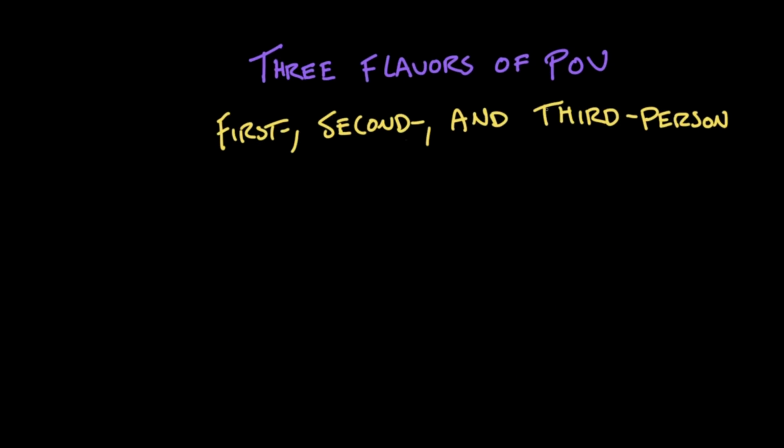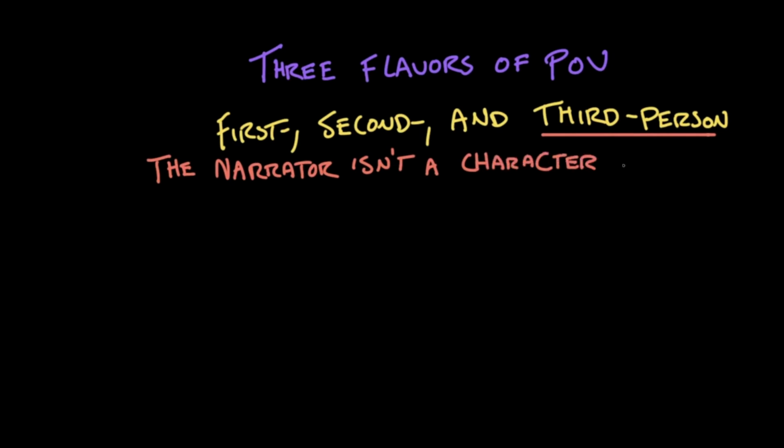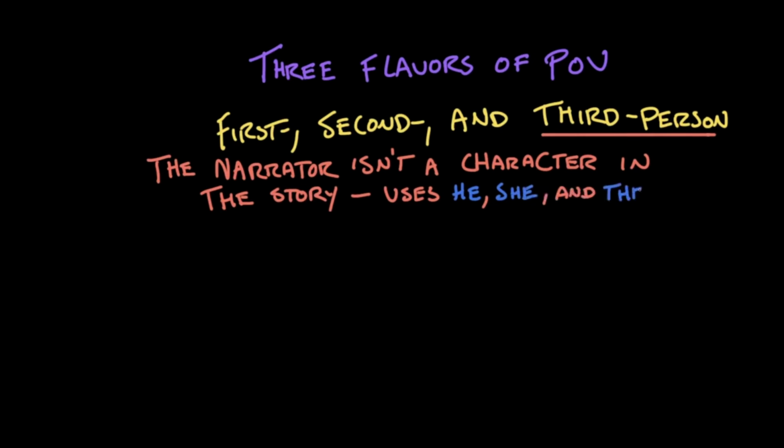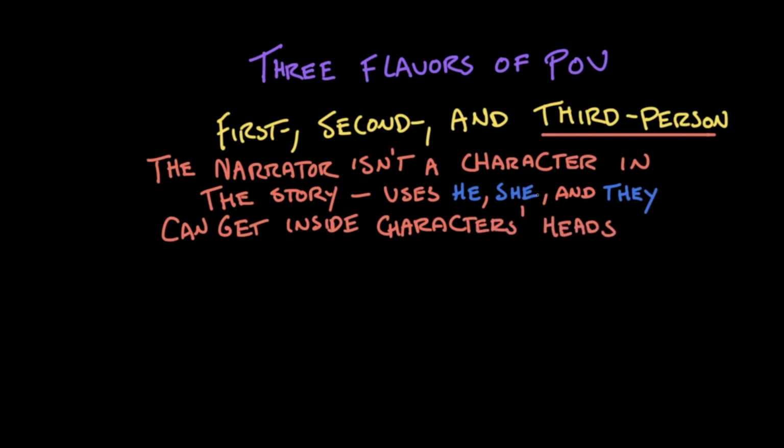The most common point of view in stories is the third person, a narrator who isn't a character in the story. A third-person narrator uses words like he, she, and they for characters in the story, instead of I or you. It lets the storyteller get inside the heads of characters to see how they're feeling, or what they're thinking.